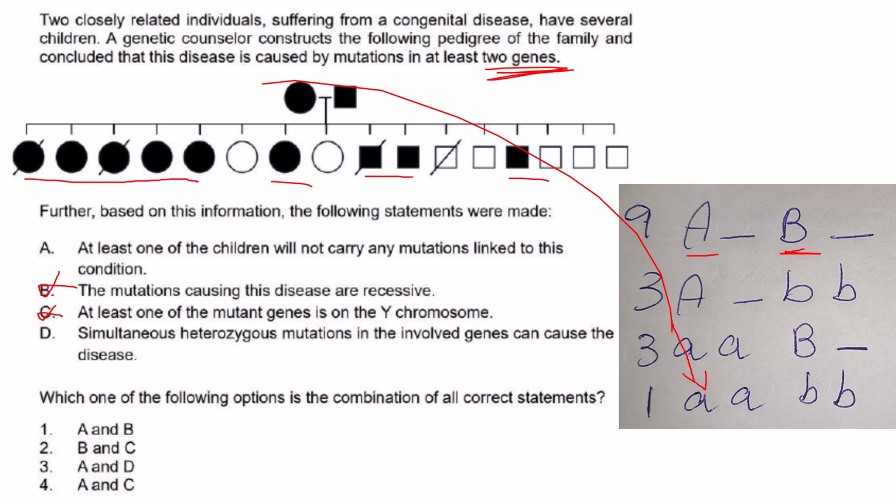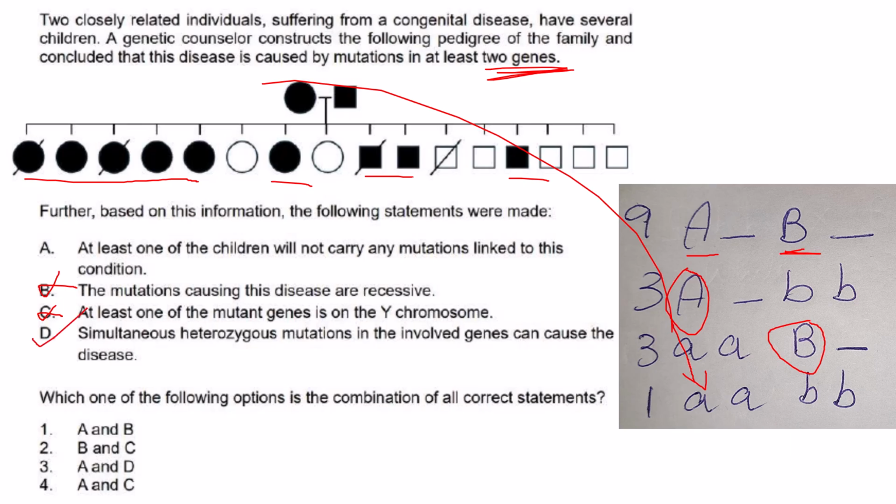But if only one is mutated, see here, in this case only A is mutated, in this case only B is mutated, you will not get the diseased condition. That is why you got some offsprings which are not diseased. So in that case D is correct.